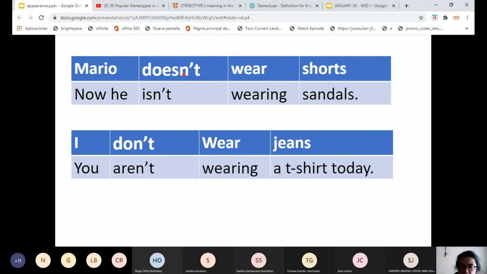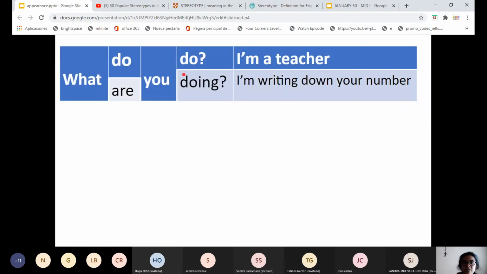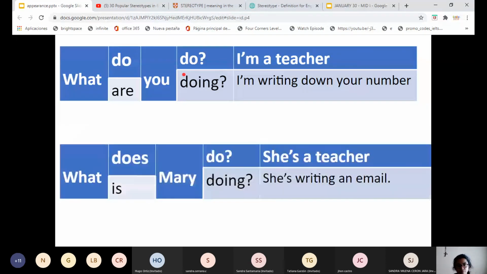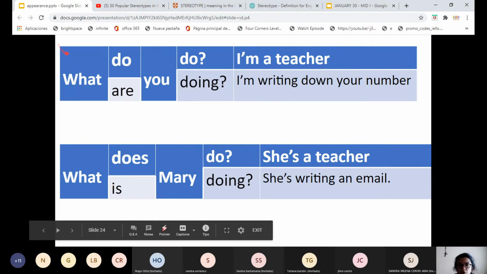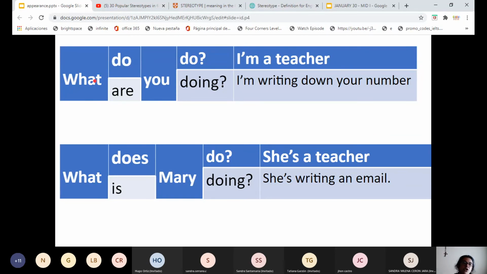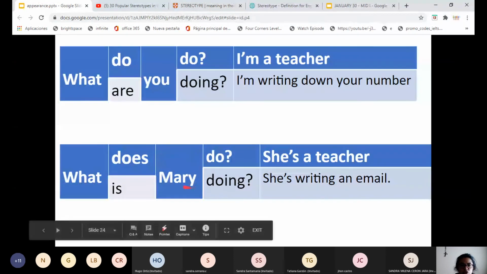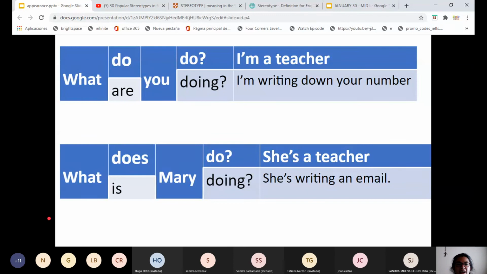okay? And finally, guys, we have the questions, okay? So remember in the questions, if it's present simple, we're going to use the auxiliary do or the auxiliary does. It depends on the person, right? So for example, what do you do? What do you wear for work? What do you take to go to work? And if it's he, she, we're going to use does. What does Mary do? What does Gerardo do? Where does Sandra Cerón live? Where does Sandra Serrano live?